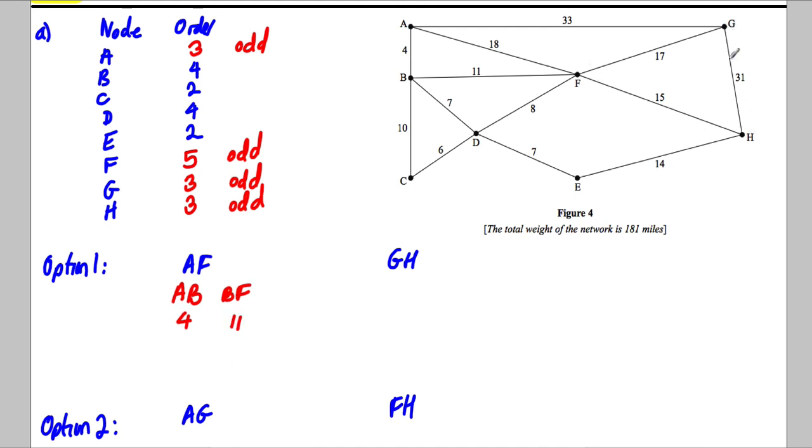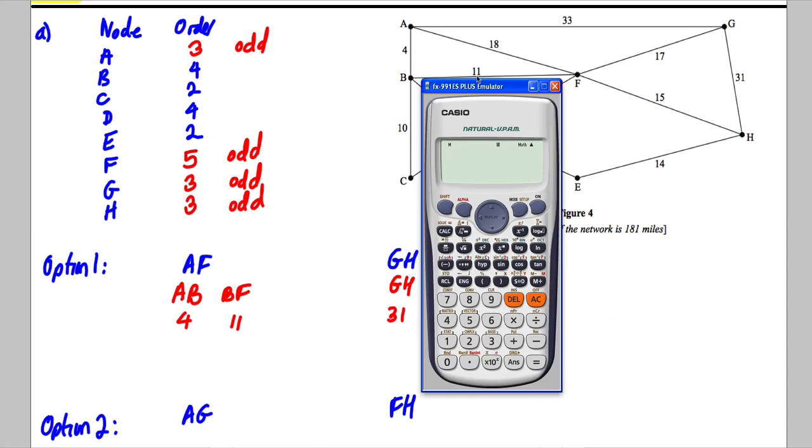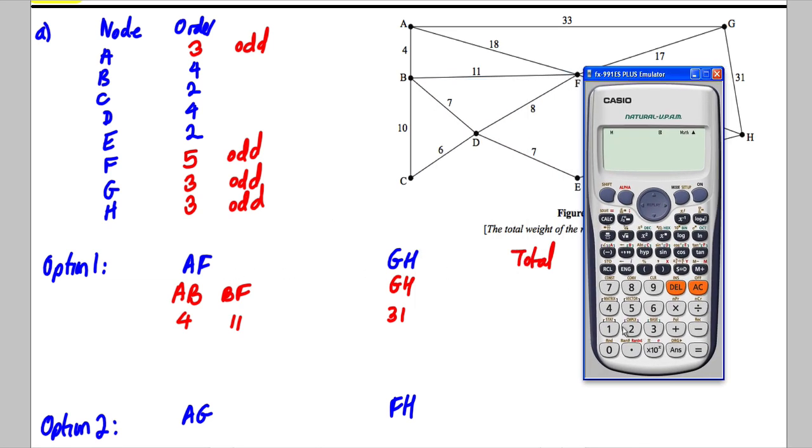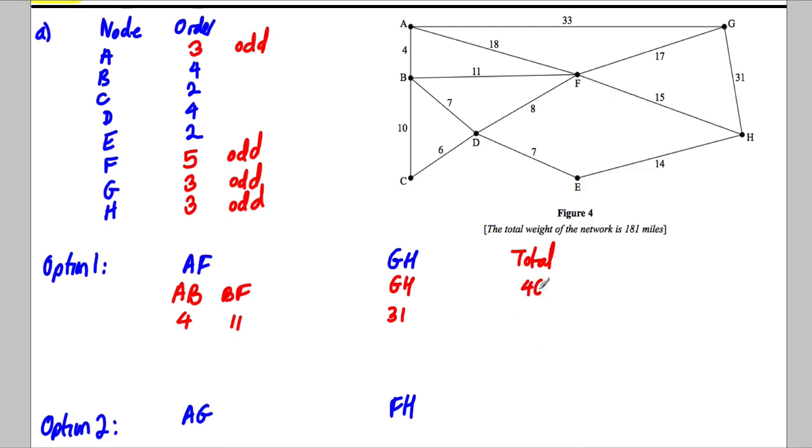Okay, how do we get from G to H? G to H, well it's either 31 or it's 17 and 15, which is 32. 31 is definitely best, so we write GH 31. And we work out our total addition here. So what would that add if we double up on AB, BF and GH? It would be 4 add 11 add 31. It would give us a total of 46. So we would write 46 here.